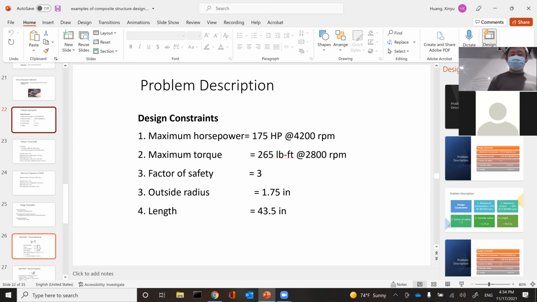at the transmission shaft. The drive shaft is running at lower RPM, so the torque is higher. And then factor in a safety factor, and there are limitations. The outer diameter needs to be limited to a certain size to fit into the car. And also the length is required. You have to move the power from point A to point B. That distance is 43 inches. So these are the overall requirements.